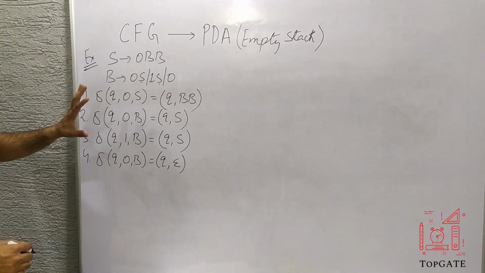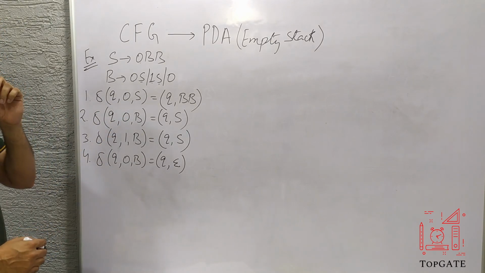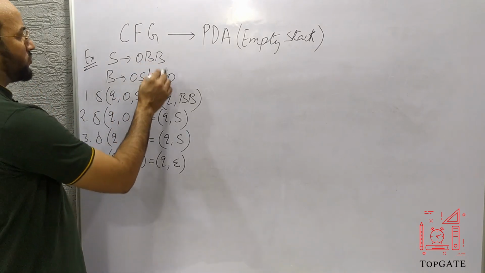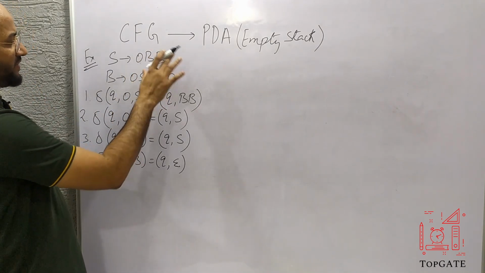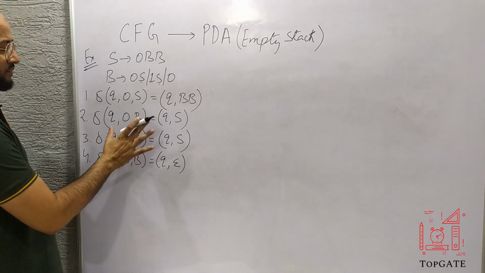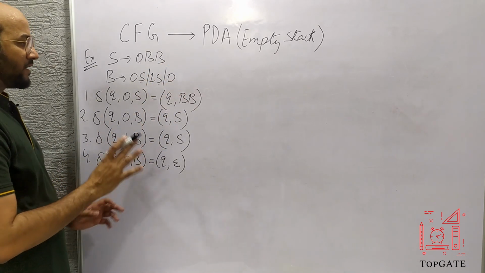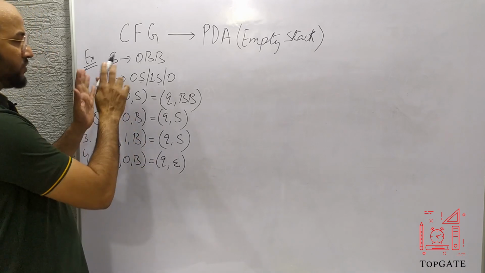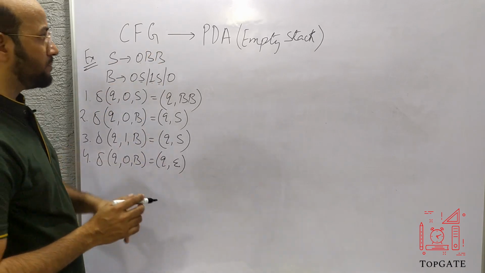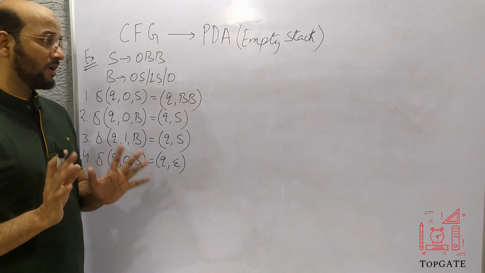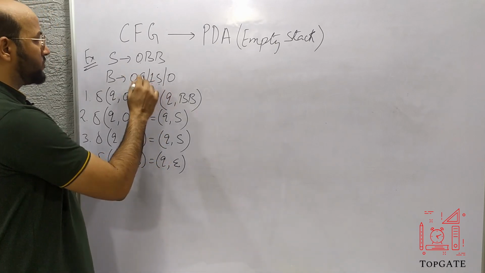This is the delta for the PDA. Now I'll try to generate some string with this, and if that string is accepted by this PDA, that means the rules that we have designed for converting the CFG to this particular PDA are correct. So let's design some string with this one.